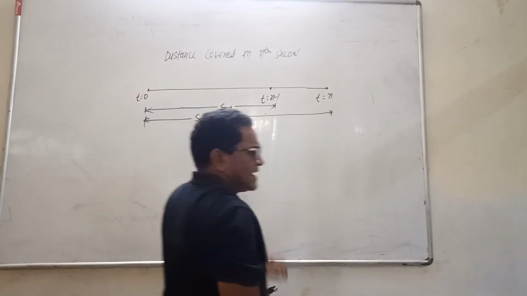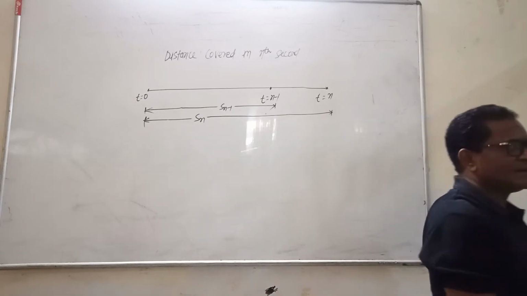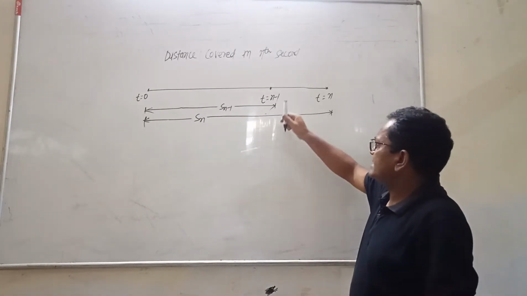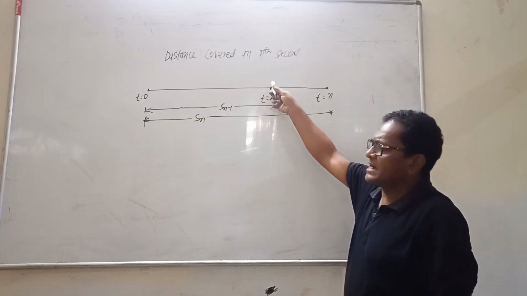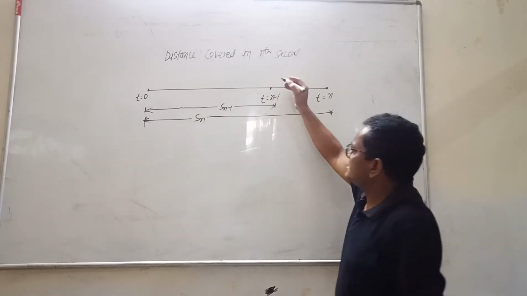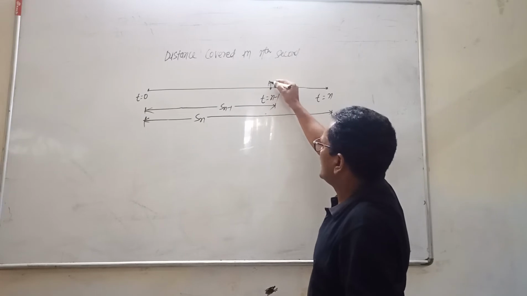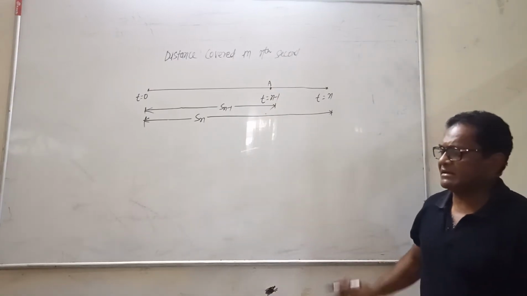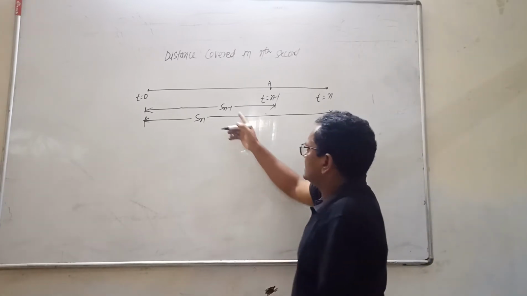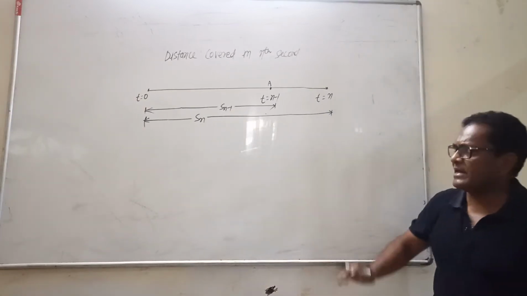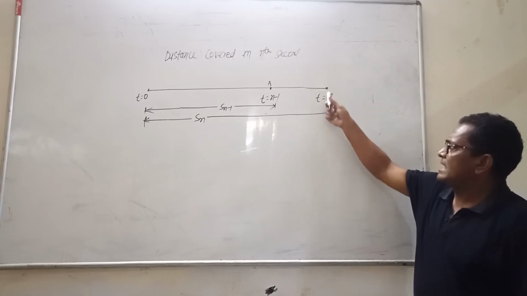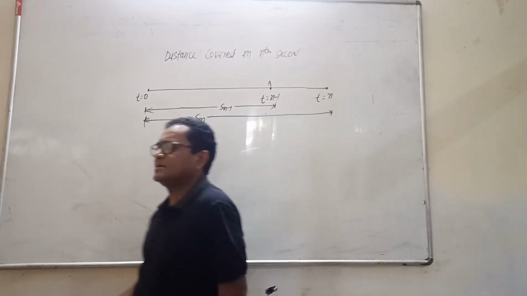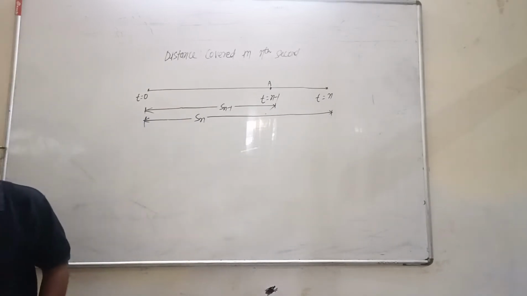This is the origin at time t equals 0. The particle or the object is at the origin. After time t equals n minus 1 second, the body reaches point A, and the distance covered is given by S of n minus 1. And at time t equals n second, the distance covered is given by Sn.